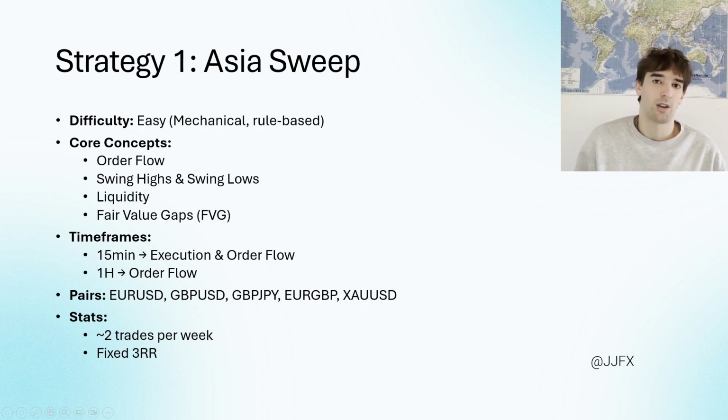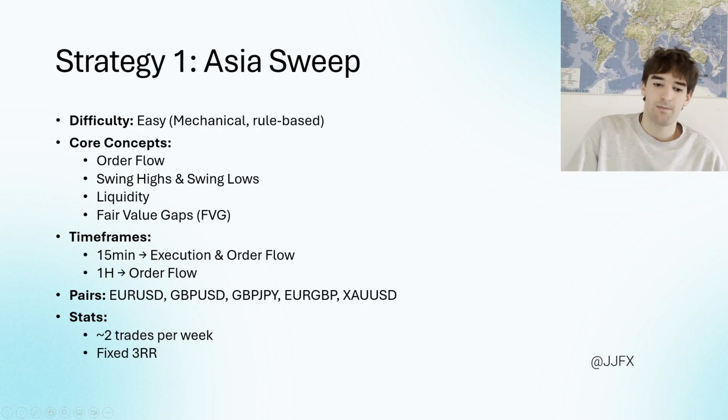The time frames that I use are the 50-minute and 1 hour. The 50-minute I'm using for my execution and also determining the order flow, and same for the 1 hour. I'm also using it for the order flow. The pairs that I use for this strategy are Euro USD, GBP USD, GBP JPY, Euro GBP, and gold. With this strategy, I average 2 trades per week, and I have a fixed 3R, which makes it even more mechanical.